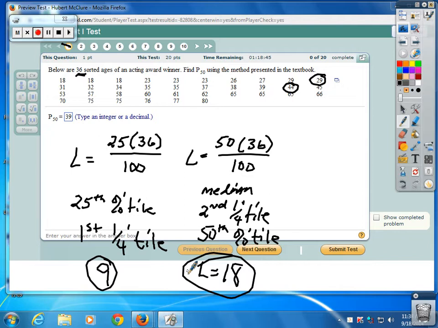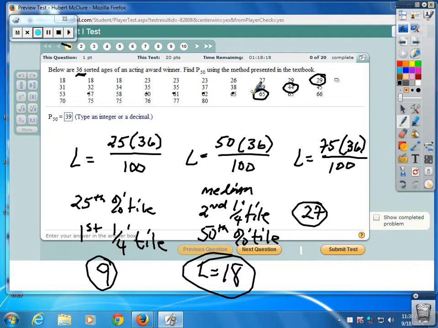And then the 75th percentile is 75 times 36 over 100. And somebody crank out that, and that's your third. 27. 27, and you count 27, and then that should be it. 1, 2, 3, 4, 5, 6, 7. And there's your 75th percentile.